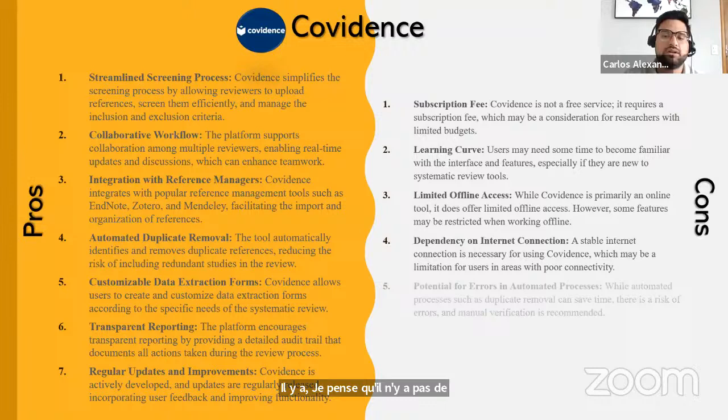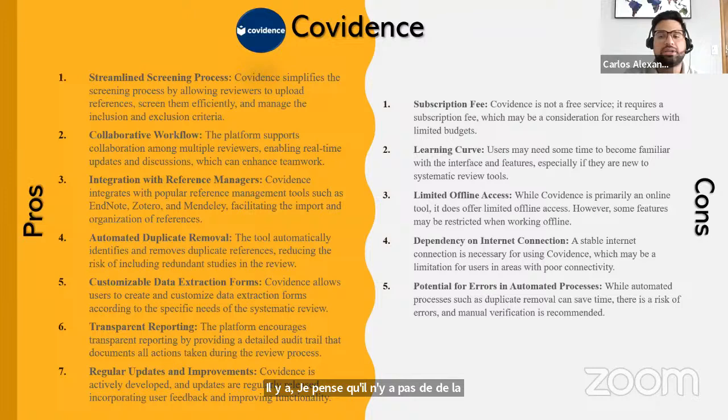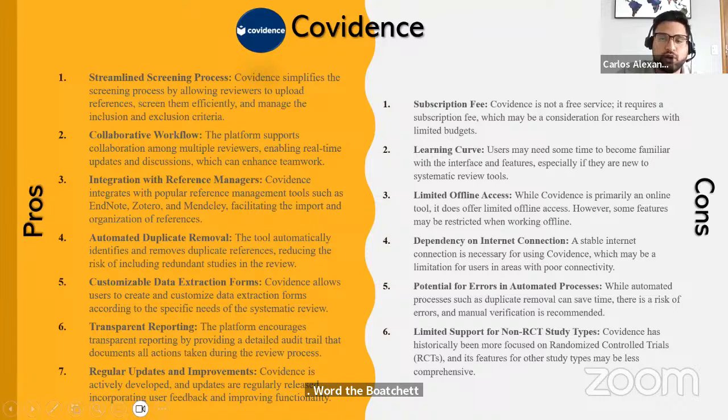The automated process could include some errors. So a few parts of the process, such as duplicate removal, should be manually checked or double checked. And there is limited support for non-randomized controlled trials. For example, for observational studies, it could be really hard to customize the website.